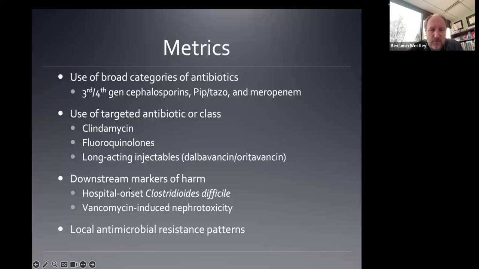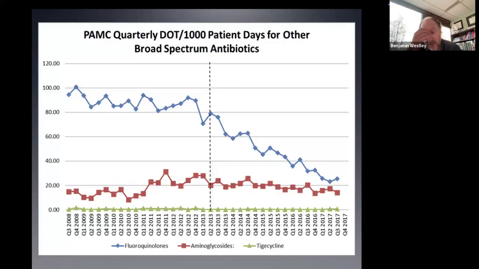We can measure, and we should measure and track, downstream markers of harm, such as Clostridioides difficile colitis and renal injury from antibiotics, vancomycin and others. We need to be monitoring our resistance patterns. If we do this right, the bacteria should actually not become more and more resistant over time. So this is historical data I've shown in the past, but this is still one of the better slides to show when programs at hospitals suddenly are created.